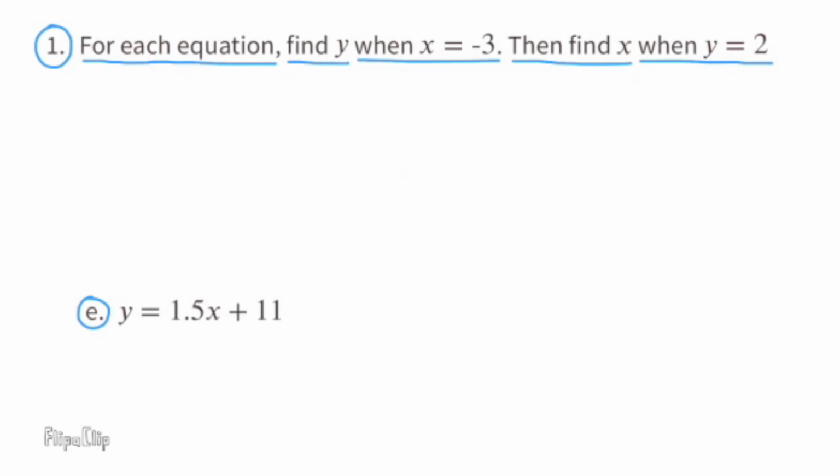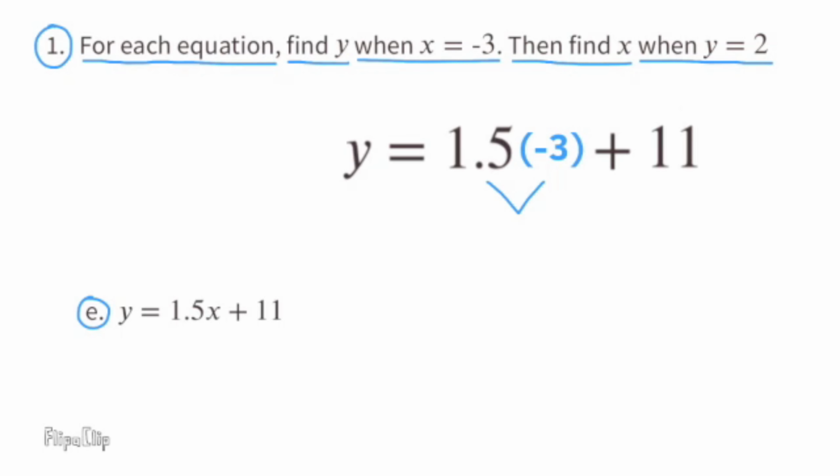E. y equals 1.5x plus 11. First, we need to substitute the x with negative 3. Now it reads y equals 1.5 times negative 3 plus 11. And 1.5 times negative 3 equals negative 4.5. So now it reads y equals negative 4.5 plus 11, which is equal to 11 minus 4.5. And 11 minus 4.5 is 6.5. So y equals 6.5 when x equals negative 3.